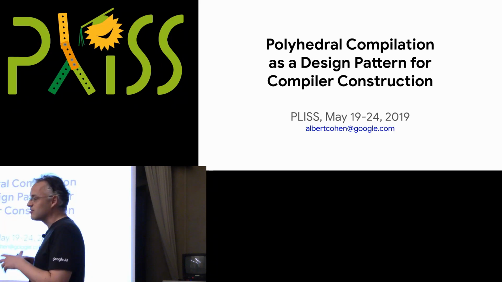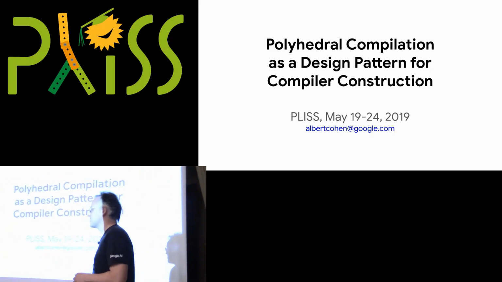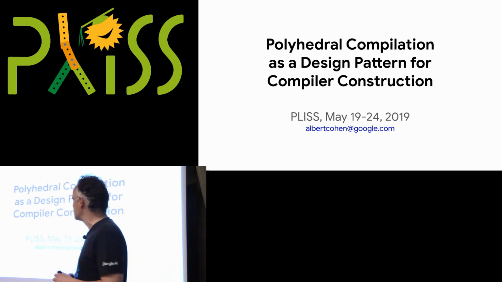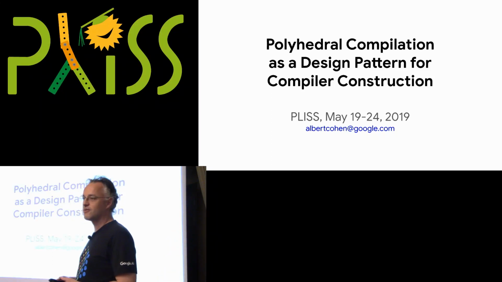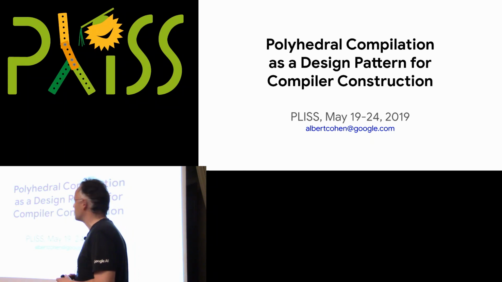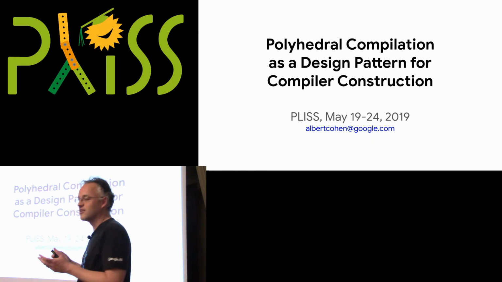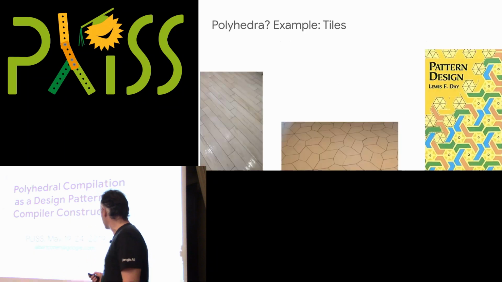And I want essentially to stress the compiler construction aspects. I'm not going into details of linear optimization algorithms, etc. I want to explain why it's useful in general if you want to build optimizing compilers, especially for high-performance computing or machine learning, and not necessarily the details of some specific techniques.